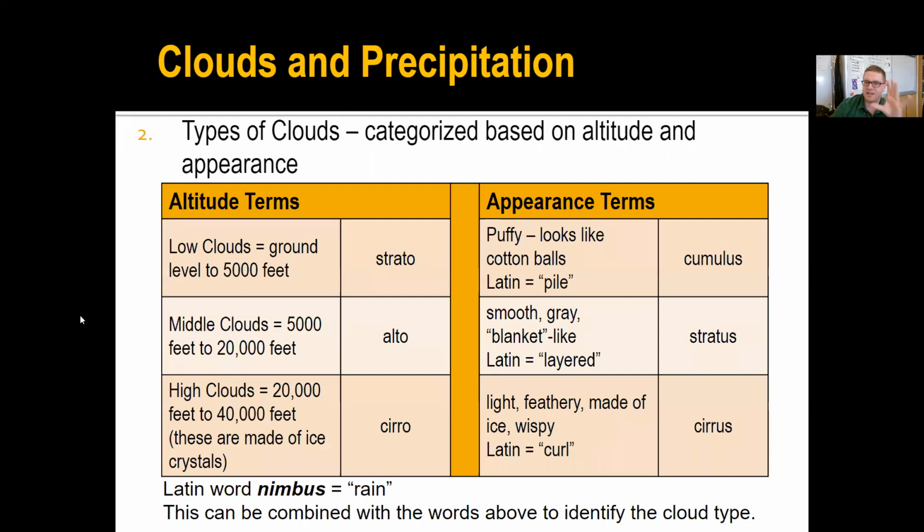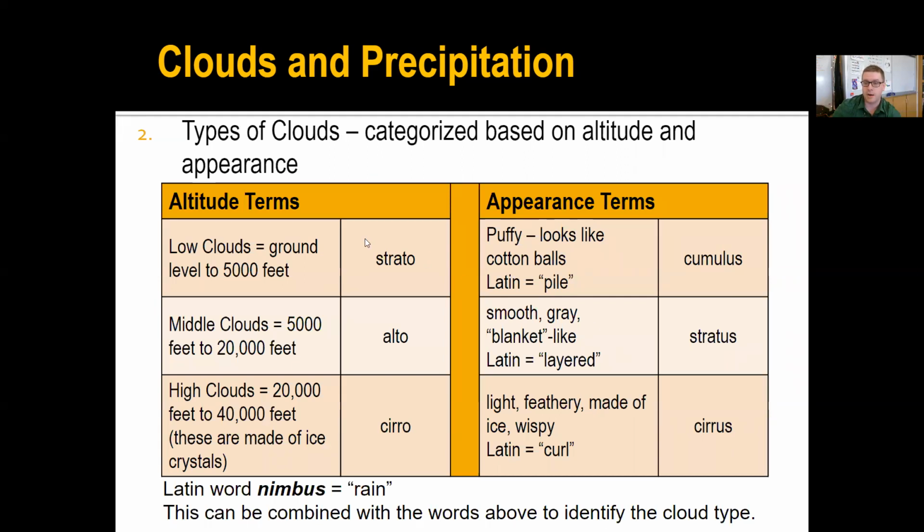So we base cloud types on their altitude and what they look like. And based upon these is how we get all of our cloud names together. So we have strato clouds, alto clouds, cirro clouds, starting with ones low to the ground, middle in the atmosphere, and then ones very high up. And then the appearance type: cumulus are puffy, stratus are smooth gray blanket-like ones, and cirrus are our very light wispy ones.